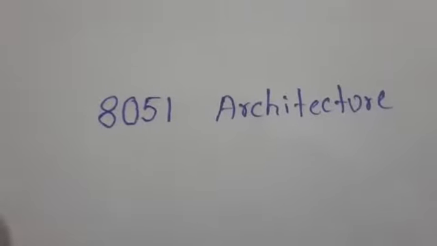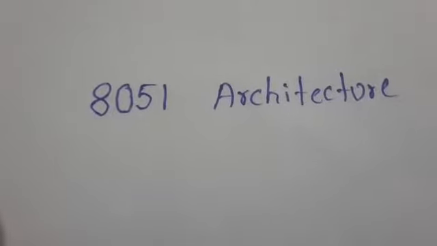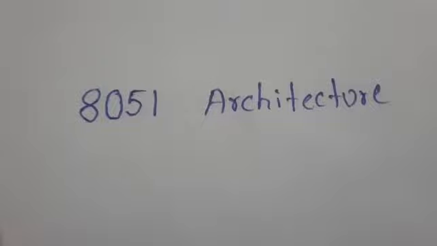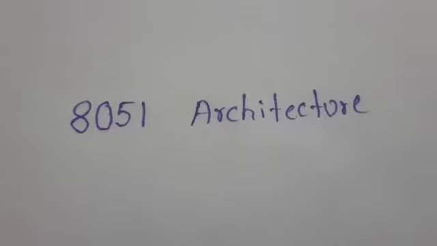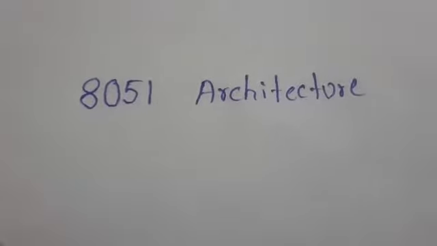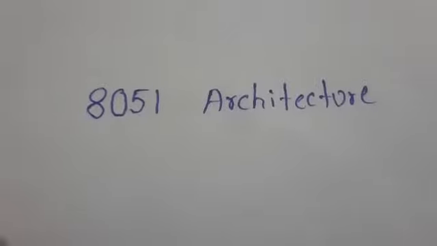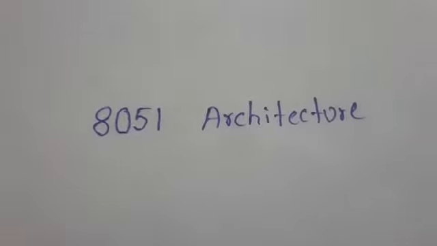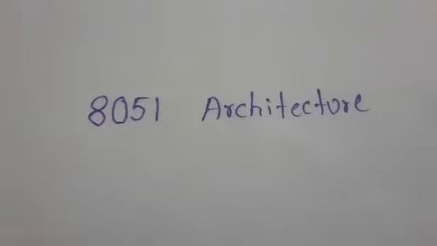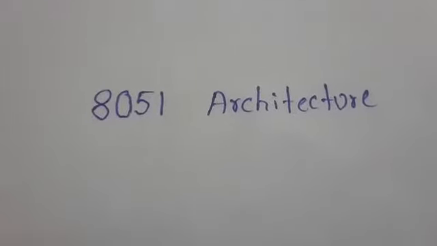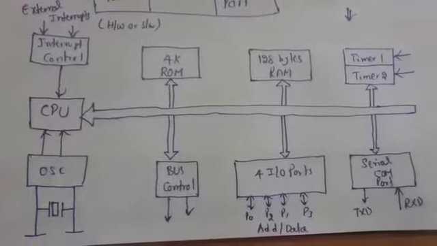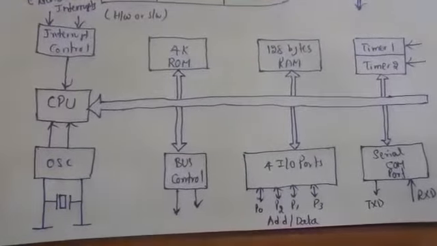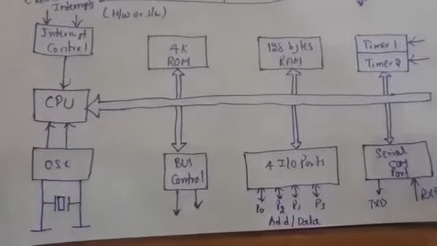So here 8051 is one of the microcontrollers that has an on-chip CPU. And it has on-chip RAM, on-chip ROM and serial communication ports. Now we discuss 8051 architecture. If you see, this figure is about the microcontroller architecture of the 8051.